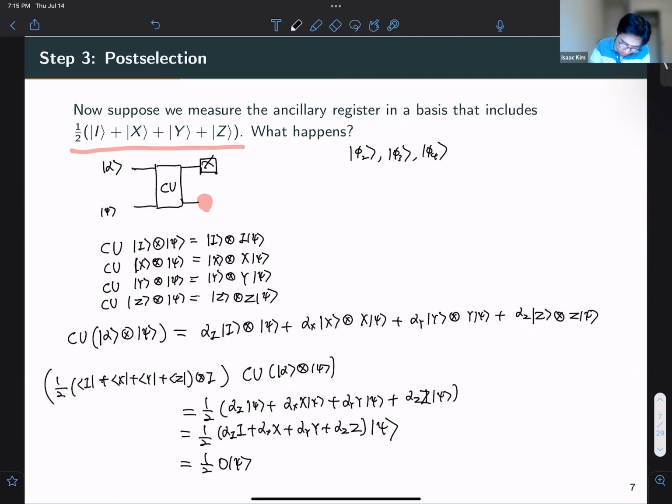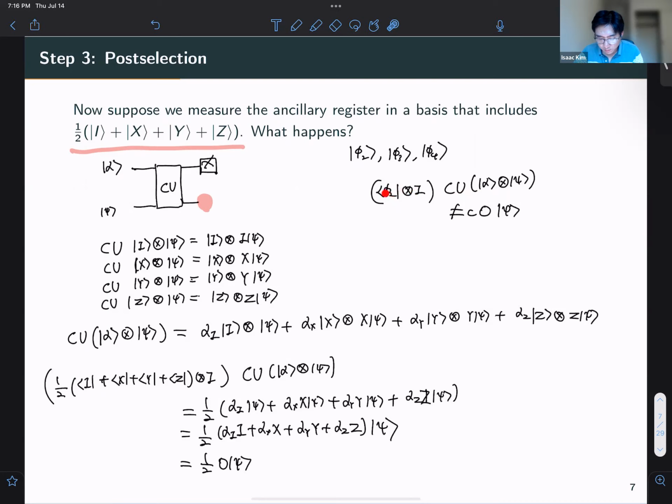But the post-measurement state, for example, let's say I ended up measuring this thing. This will generally not be equal to O applied to psi times some constant. That's what I'm saying. And there is a non-zero probability that you will measure this state phi 2, right? So there is a non-zero probability that you will not get something that you want.